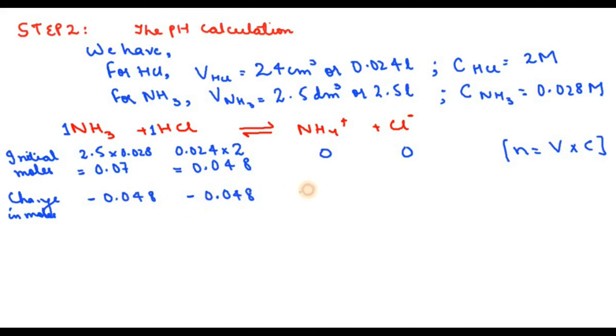And for NH4+ it would be plus 0.048. Here the chloride ion is not considered important because it does not contribute to pH. So now the final moles will be, after subtracting, 0.022 for NH3, and here 0 mole is left for HCl, and for ammonium ion it is 0.048. Now we have to convert final moles to final concentration.